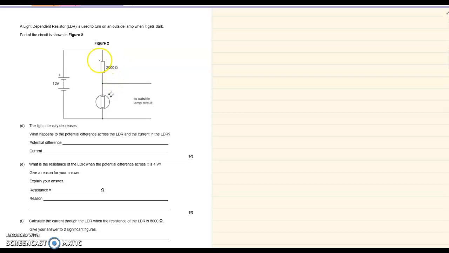And so if I need 8 volts to push the same current through a 2000 ohm resistor here, 4 volts is half the potential difference, so it must be twice as easy to push the current through, so the resistance of the LDR would be 1000 ohms.